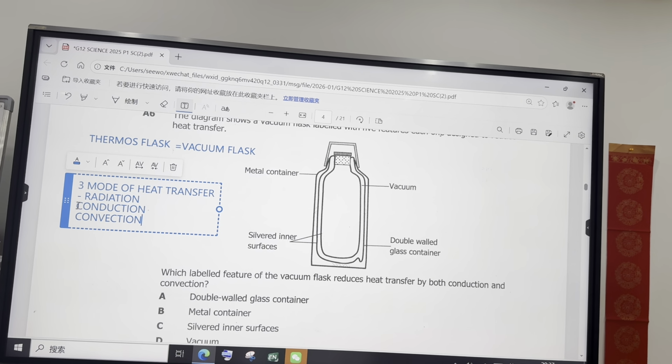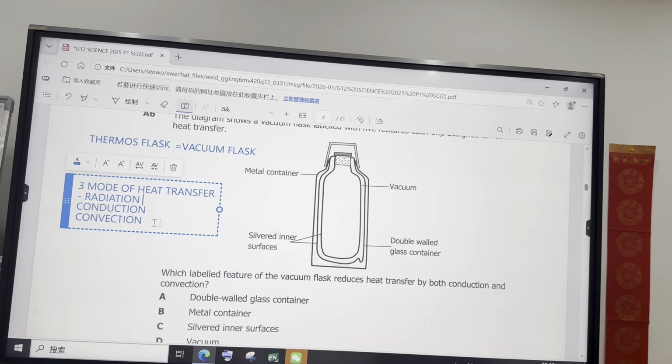Now, what you need to know is that radiation is the transfer of heat through an empty space. It's a transfer of heat through waves, through infrared. So heat can be transferred without material, without particles. Then we're talking about radiation. But where you need particles, we have conduction and convection.